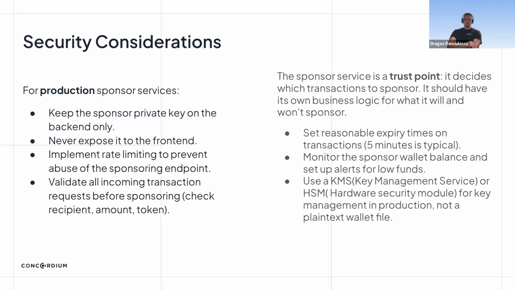So you should always keep the sponsor private key on the backend only. Preferably, you should even use a KMS, so that's a key management system, or even a hardware security module for the key management in production. You should never use a plain text wallet file. The key itself should never be exposed to the front end. Rate limiting should be implemented in any backend to prevent abuse of endpoints. And all incoming transaction requests should be validated before sponsoring. So just simple checks like checking the recipient, the amount, and the token.